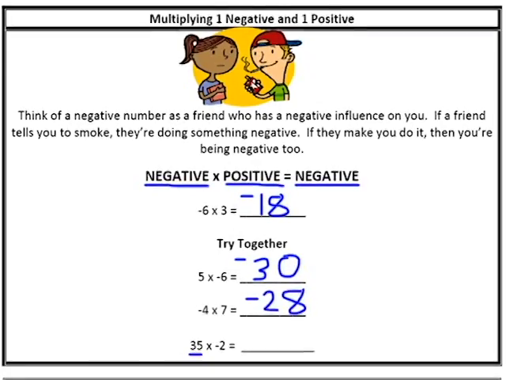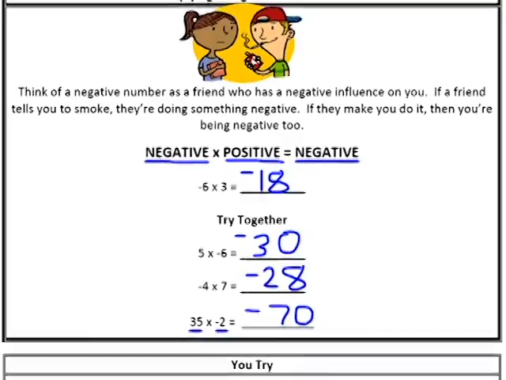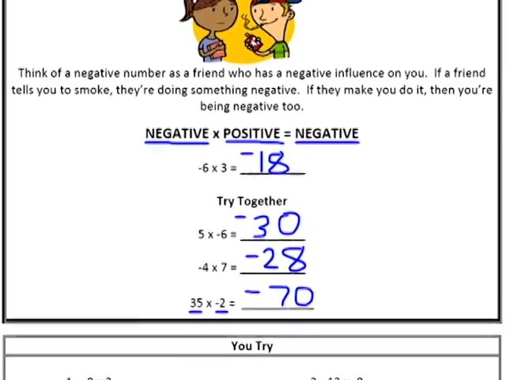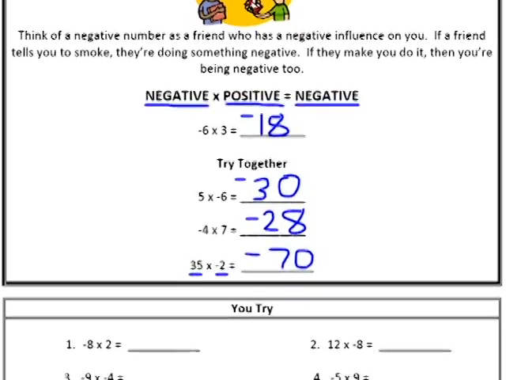35 times negative 2. Again, just looking at it, a positive number with a negative influence, we're going to get a negative answer no matter what. 35 times 2 is 70. On your own, give 1, 2, 3, and 4 a try. I'll pause and I'll come right back.